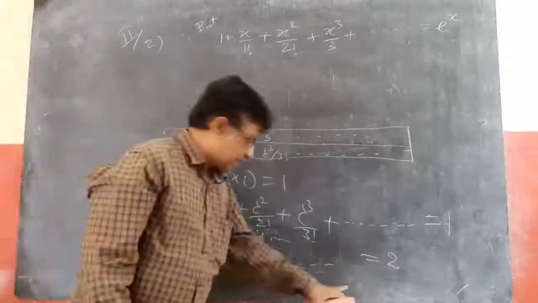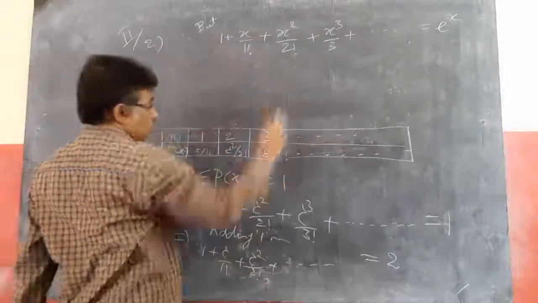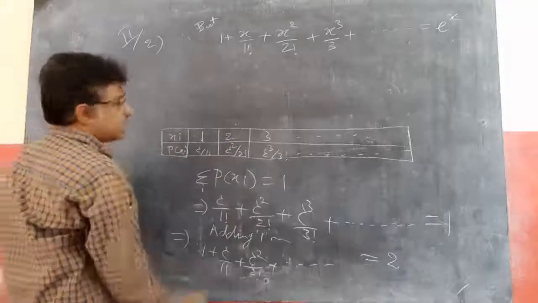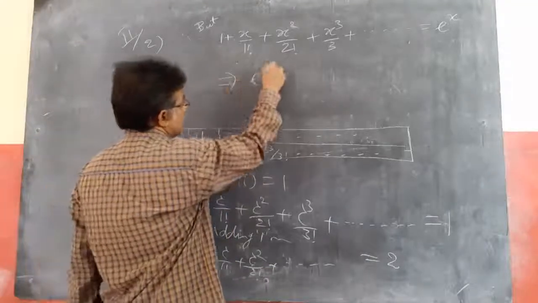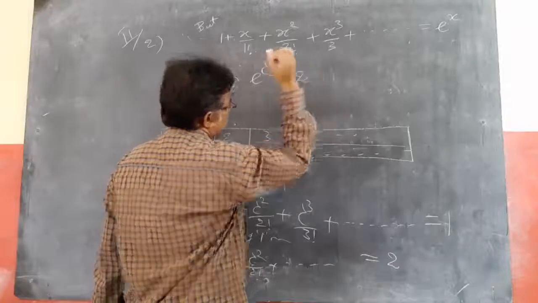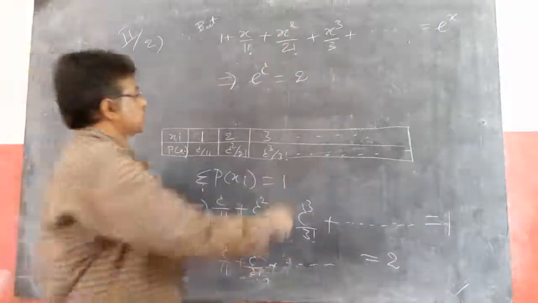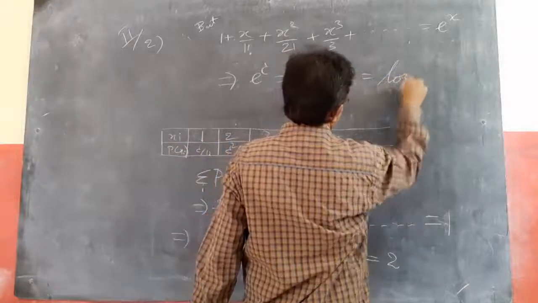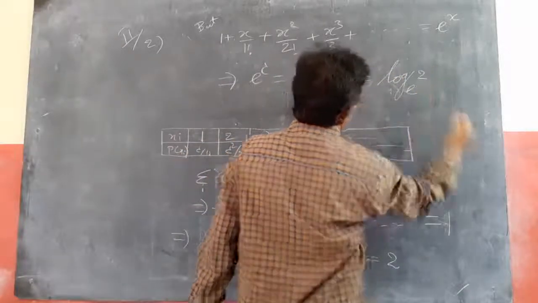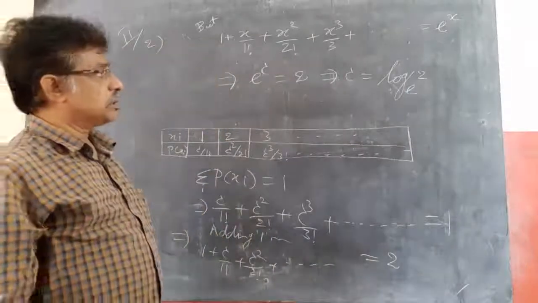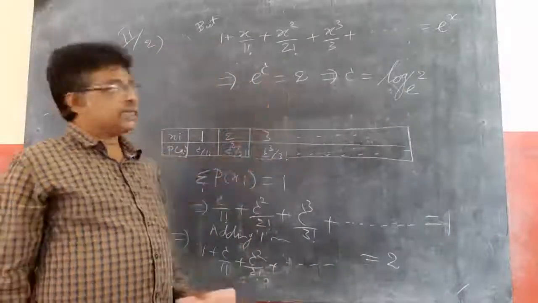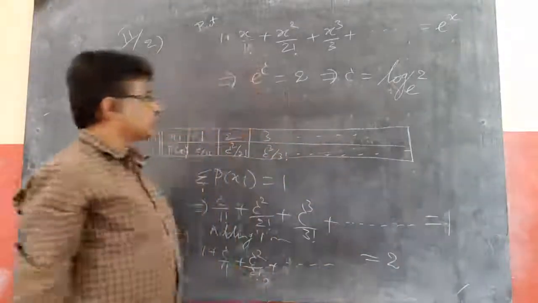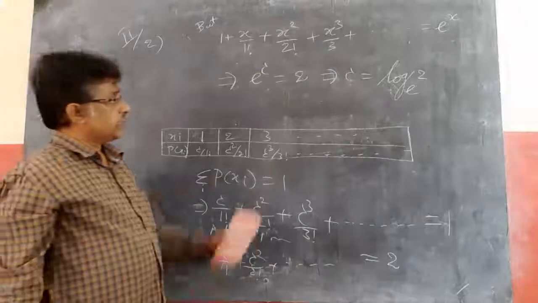Now, this is in the form of e power c only. So, according to the formula, this is e power c only. So, it implies e power c equal to 2. So, this implies c equal to log 2 base e. Applying log on both sides, c becomes equal to log 2 base e. Now we got the c value.